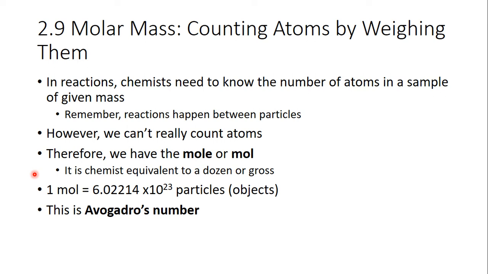Now, chemists usually say they're atoms, but a mole can be anything. You can have a mole of elephants or a mole of grass. It's just anything. And this conversion factor is called Avogadro's number. And Avogadro was a scientist about 200 years ago.